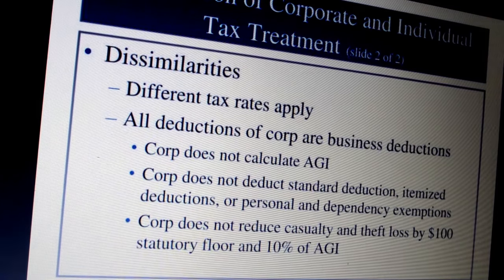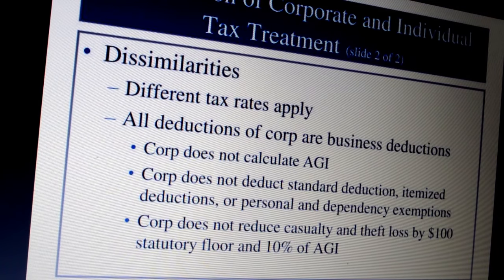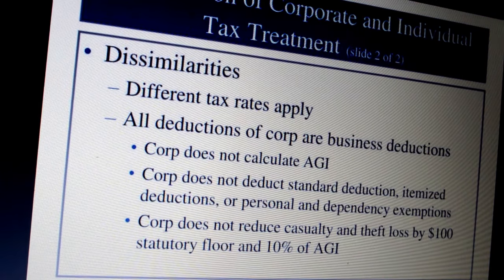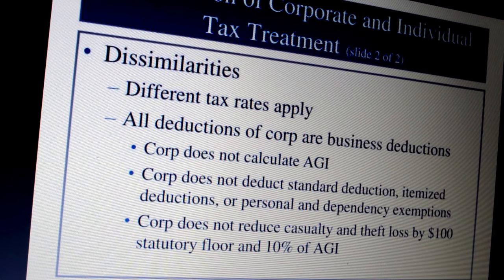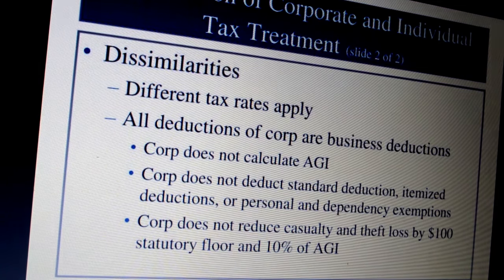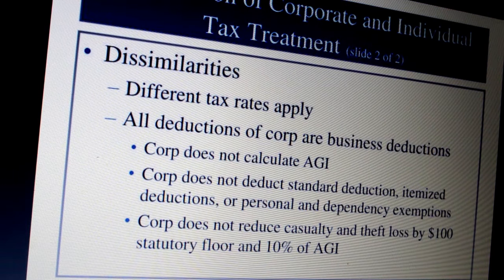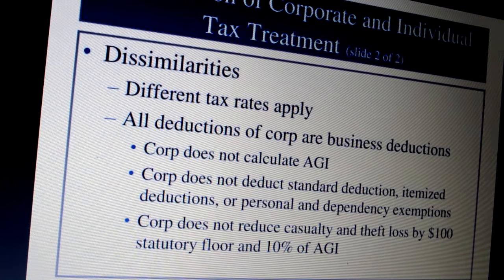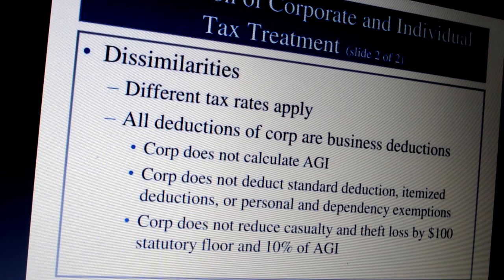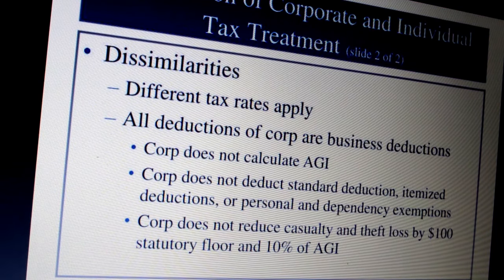Let's talk about the dissimilarities. The income taxation of corporations and individuals also differ significantly. As noted earlier, different tax rates apply to corporations and to individuals. All allowable corporate deductions are treated as business deductions. Thus, the determination of the AGI, so essential for individual taxpayers, has no relevance for corporations.